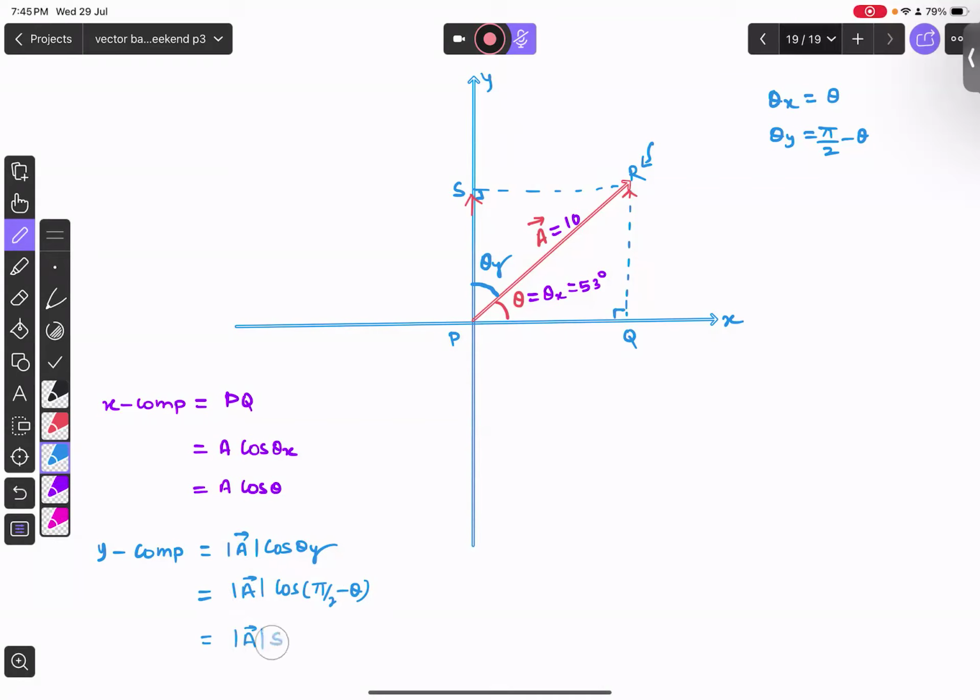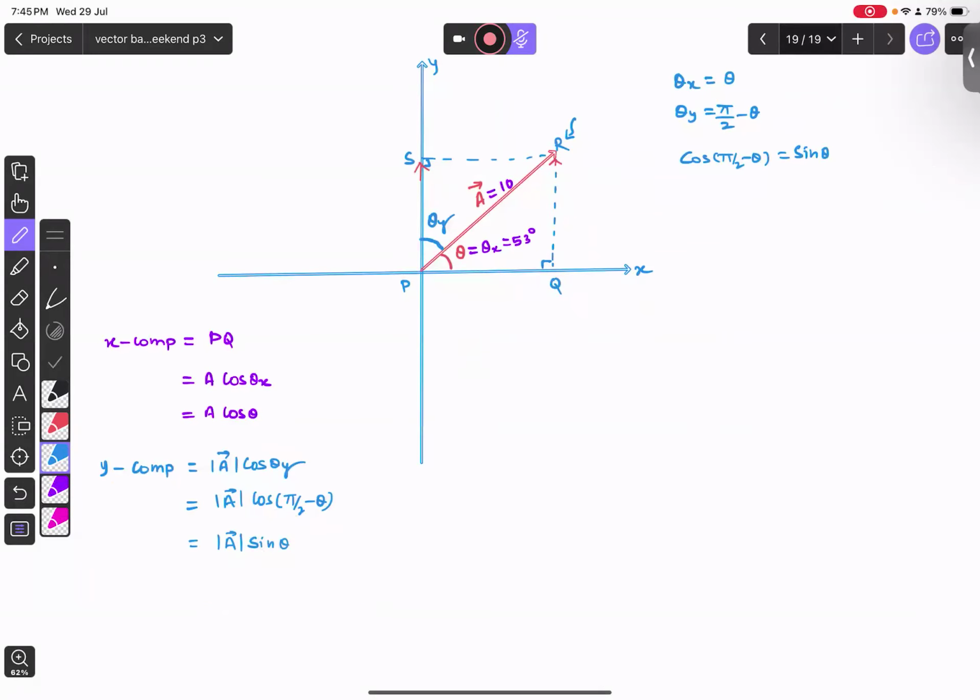That will be a sine theta. Okay, that's a formula again: cos(pi/2 minus theta) is equal to sine theta. Now you check out one thing that has to do with the triangle law. PQ and QR, if I add, it is going to give us PR, no? And PR is our vector A. So vector A I can write down as PQ plus QR.